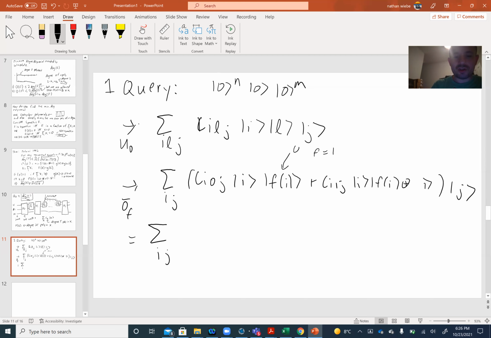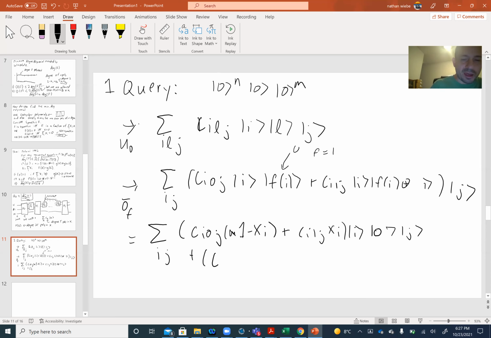So we can break this up into the two possible cases by writing this as sum over i, j of c_{i0j} times (1 minus x_i) plus c_{i1j} x_i times |i>|0>|j>, plus c_{i0j} x_i plus c_{i1j} (1 minus x_i) times |i>|1>|j>. So why did I do this? Well, the reason why I did this is I said, okay, well, let's expand this out over here. Now, we have two cases.